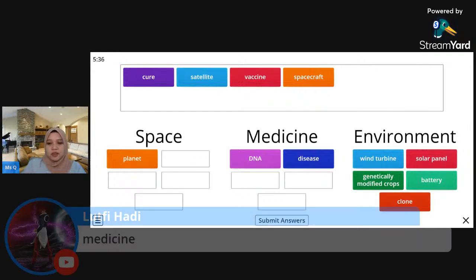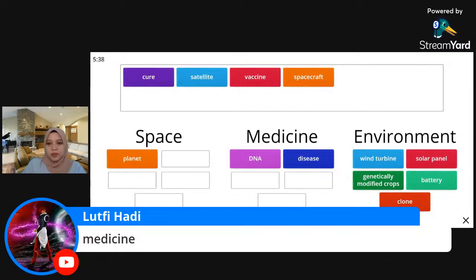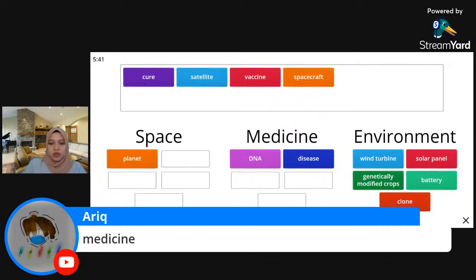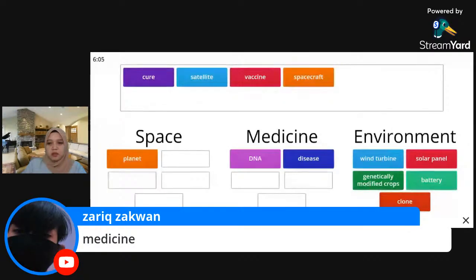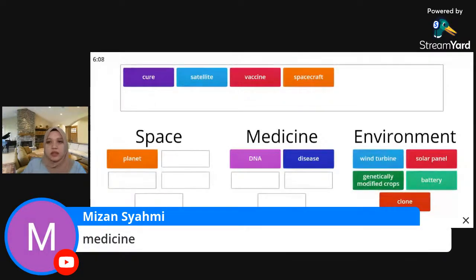Environment or medicine? I saw quite a number said medicine. Okay, two of you said medicine. Okay, I'm just going to wait out the answer. Okay, we are quite divided on this one. I think that we should move clone to medicine.